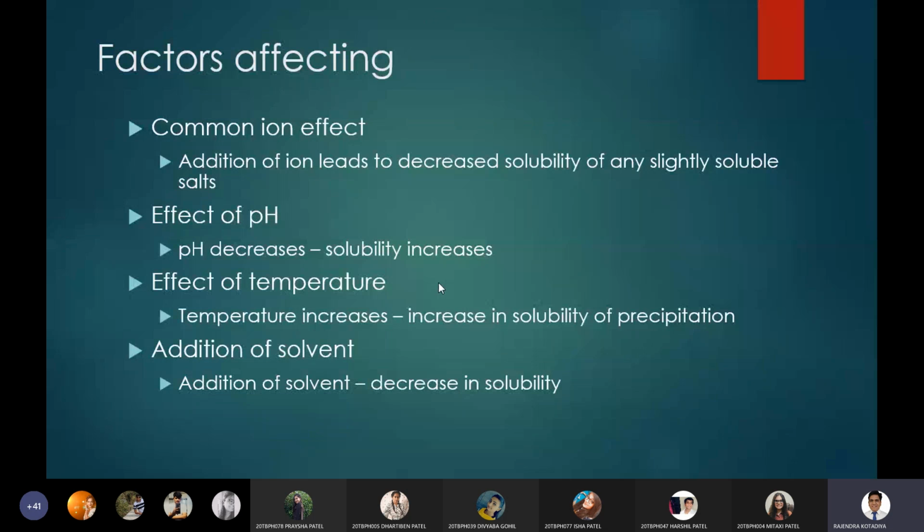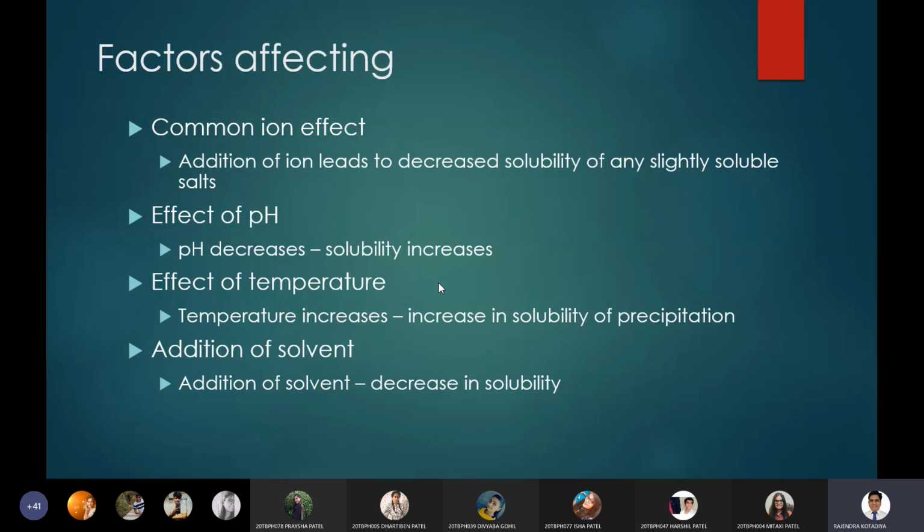Second one is effect of pH. Obviously pH in certain cases decreases the solubility of many of the weak acids or the electrolytes. Then we have effect of temperature as well, because precipitation, as I told you, is the reverse process to solubilization, and solubility is ultimately dependent on temperature. So if we increase the temperature, you will find there is an increase in solubility. So the extent of precipitation will decrease if we increase the temperature.